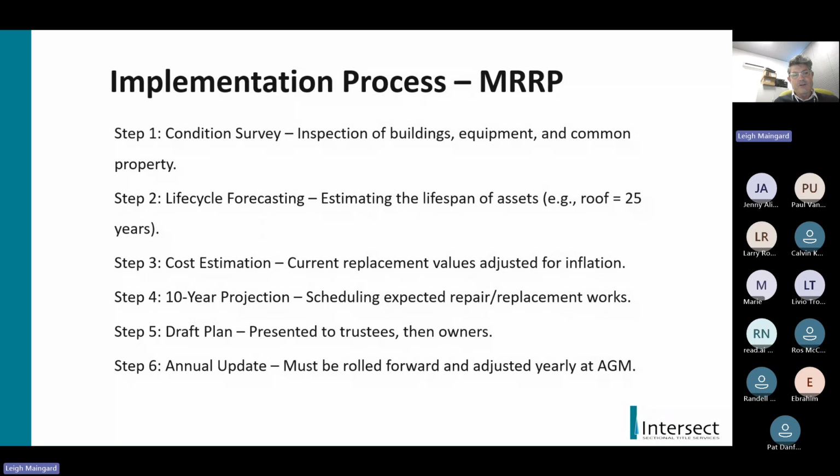So the 10-year projection will then schedule when all the work needs to be done, the replacement, all the repairs. That plan is presented to the trustees, and then ultimately to the owners at the AGM. And at the AGM, the owners are ultimately also responsible for approving that plan. And again, once that plan is approved, the levy contribution to this fund is then determined.